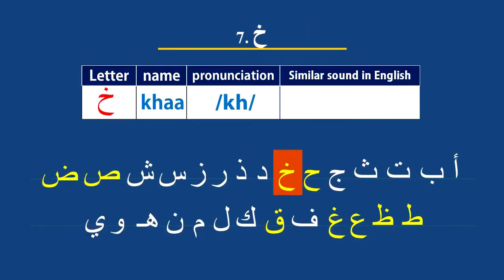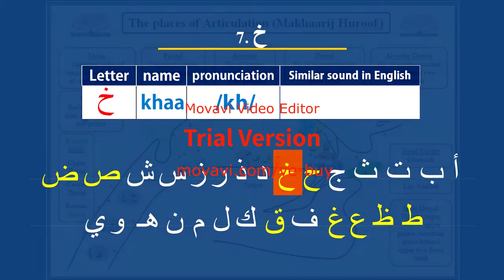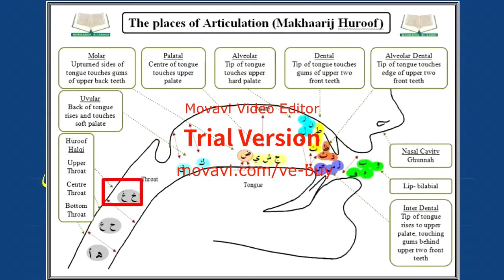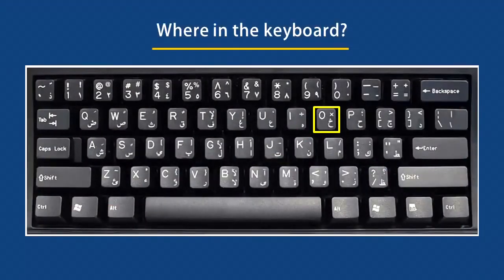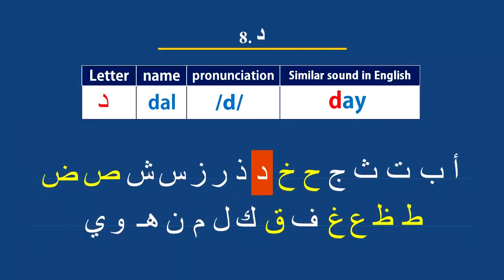The letter kha has the sound of kha. It is not found in English and its place of articulation is the upper throat. Please try to pronounce it: kha, kha, kha. Kha can be found with the o key on the keyboard.